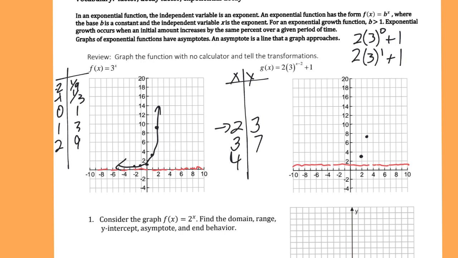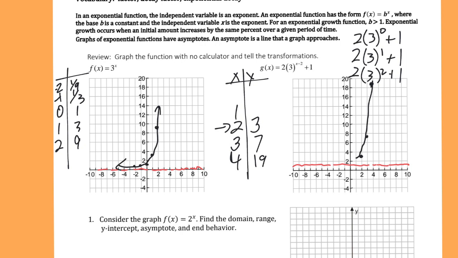And we get to plug in 4, see how big that gets. So 2 times 3 to the 4 minus 2 is 2, and then add 1. 3 squared is 9, times 2 is 18, plus 1 is 19. So 4 is 19. Awesome. It's going to be pretty high. And then let's plug in 1 and see what happens.